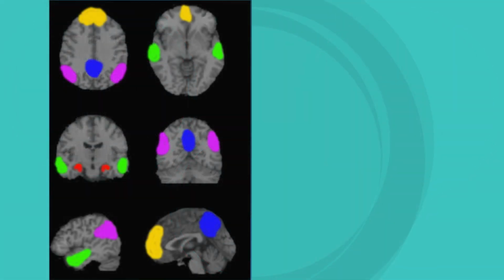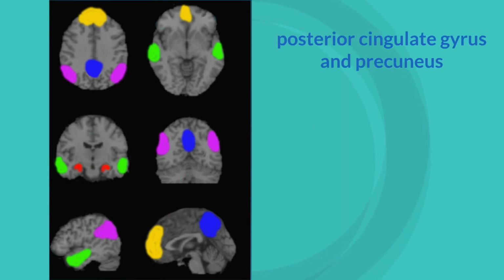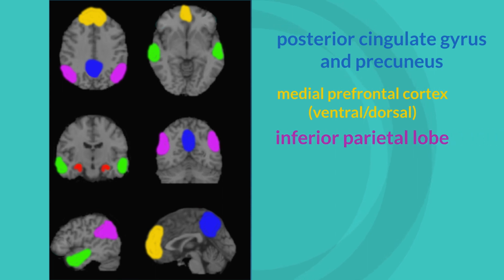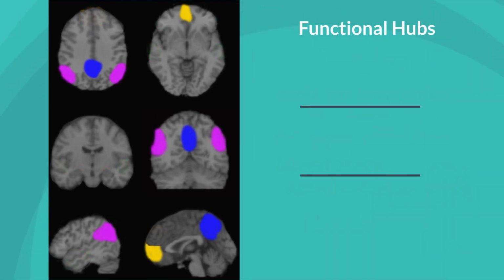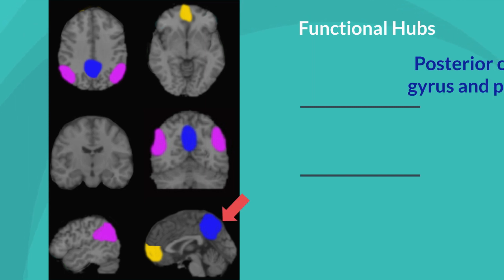You can see the brain regions of the default mode network. It includes the posterior cingulate gyrus and the precuneus, medial prefrontal cortex, inferior parietal lobe, lateral temporal cortex, anterior temporal pole, hippocampus and parahippocampal gyrus. In the default mode network, three major regions act as hubs of brain function. The functional hub is a key part of the network of brain tissues and is important for facilitating the exchange of vast amounts of information.